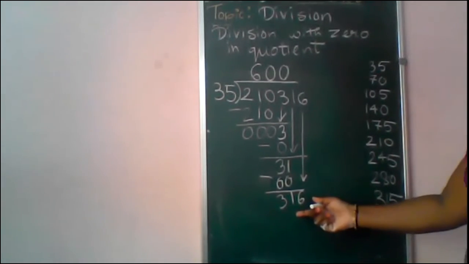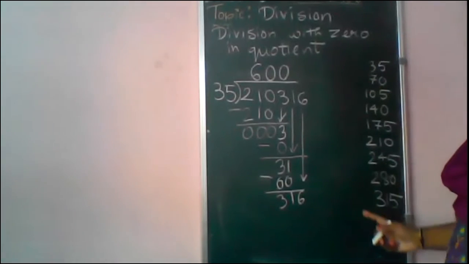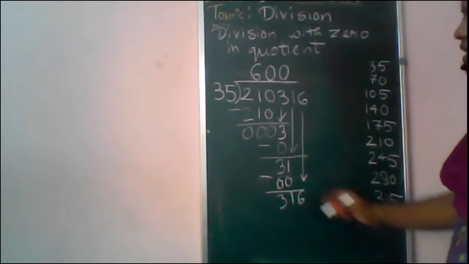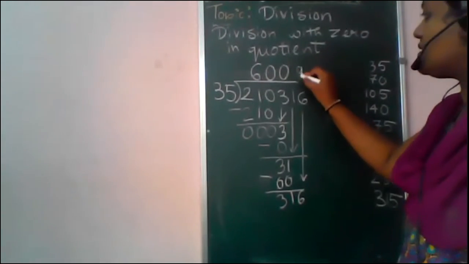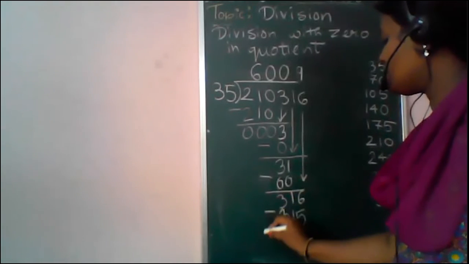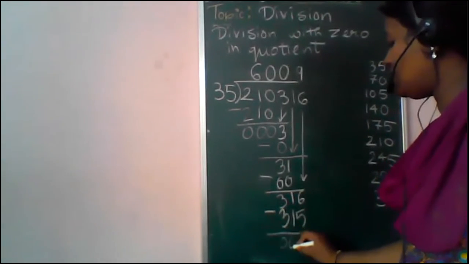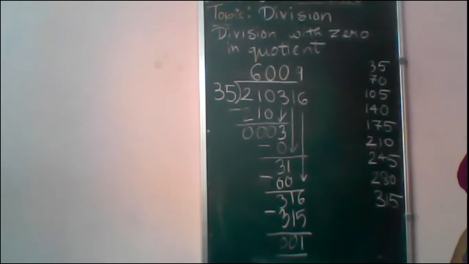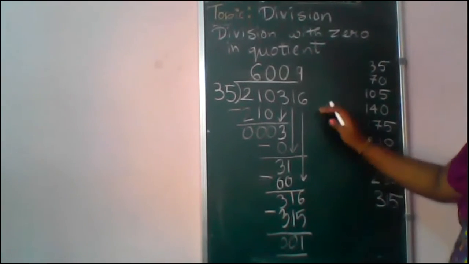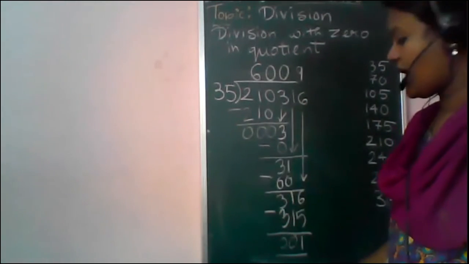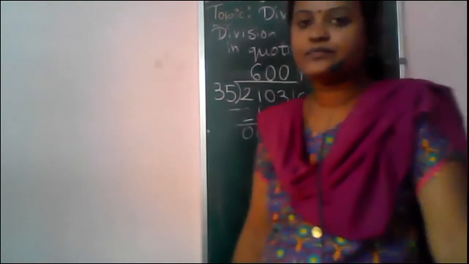Now 316, when we look into the numbers, the possibility is large, that is 315. That is 35 nines are 315. So here we have got the remainder as 1. So we say the quotient is 6009, dividend is 2,10,316, divisor is 35, and the remainder is 1.